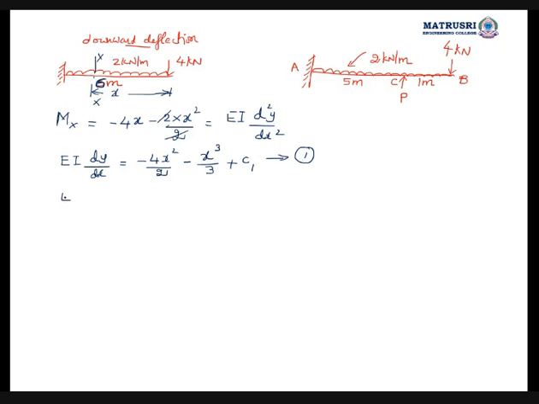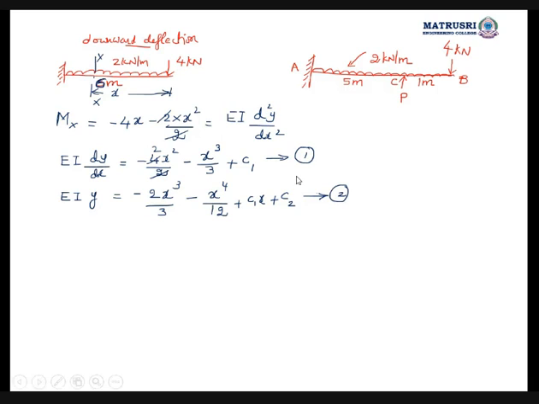Again integrating, EI y is equal to this, 2 by 2 I'll cancel. So minus 2x cube by 3 minus x to the power of 4 by 4, already 3 is there, 4 3 is 12, plus c1x plus c2. Equation number 2. This is your deflection equation.